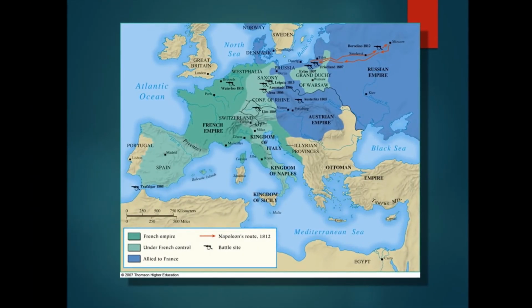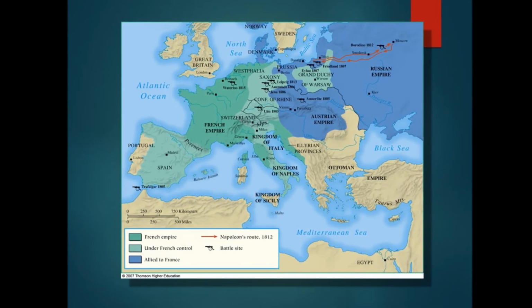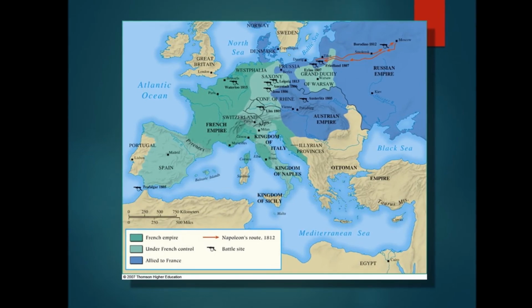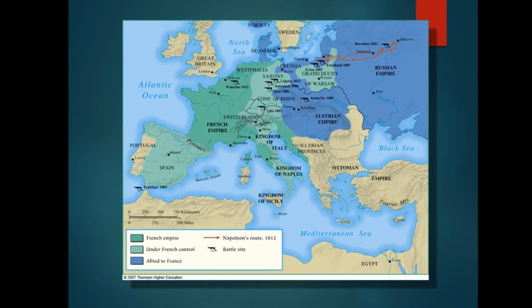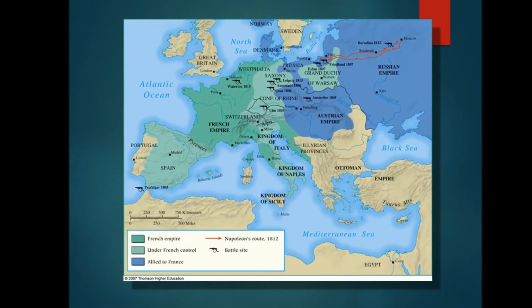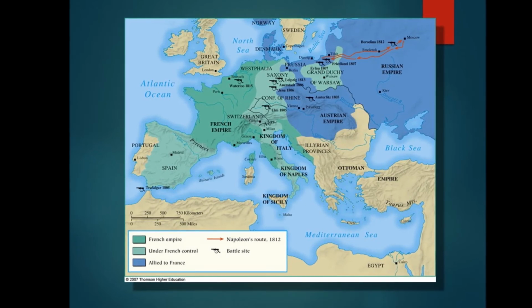So with Napoleon in charge, most of Europe is now in war. So if you look at this map closer, you can see that Spain is under their control, Italy is under their control, a good part of Austria is under their control, Northern Europe. And then Napoleon also makes an attack on Russia. And you can see the little red arrows up at the top right of your screen.